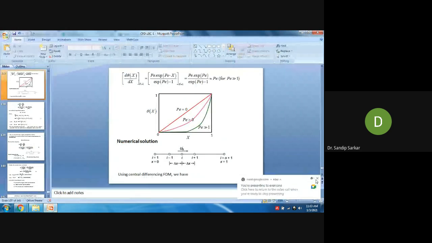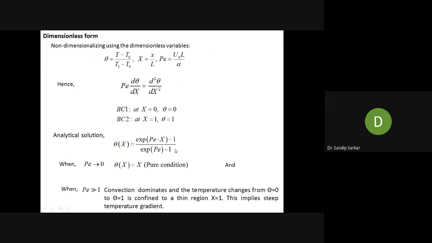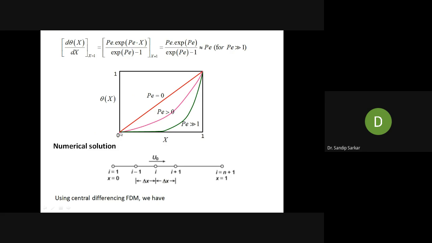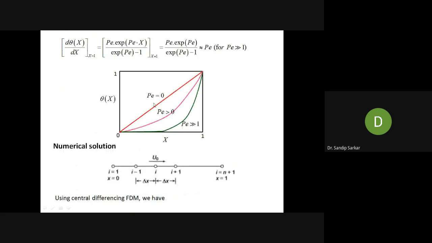So this is a very simple consideration, that nearer to x equal to 1, there is a steep temperature gradient. You can see the variation if we plot theta(x) versus x, how theta is varying with x. If you plot for Peclet number equal to 0, you will have a linear variation, which we have already seen, theta(x) equal to x. And for Peclet number greater than 1, there is exponential variation. And for Peclet number very much greater than 1, it will be changing from x equal to 0.5. There is a steep temperature gradient near to x equal to 1. Basically, this is a function of Peclet number. This is the analytical solution, and this is a plot of the analytical solution.